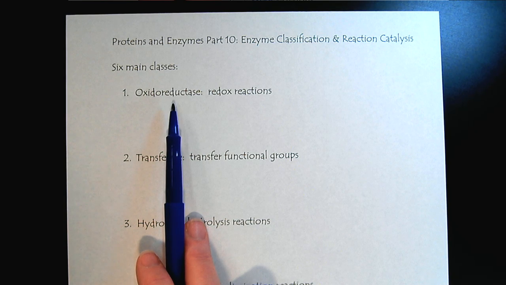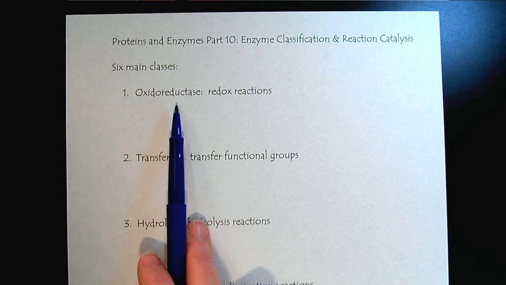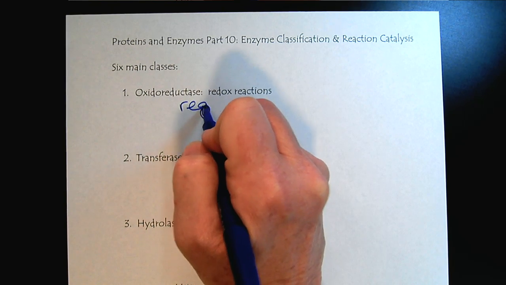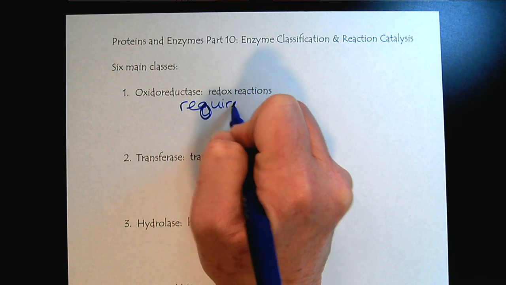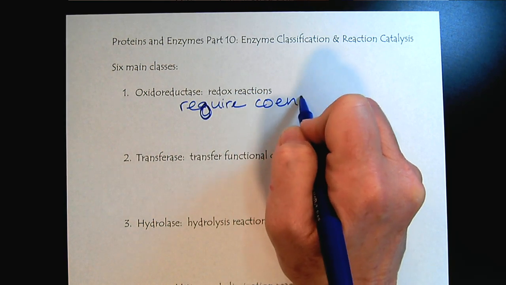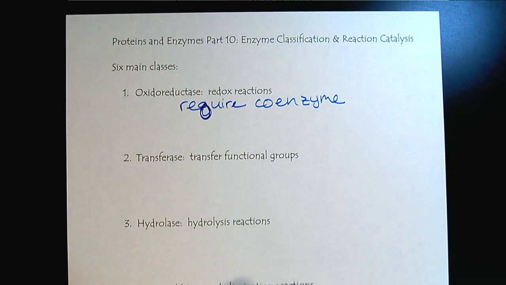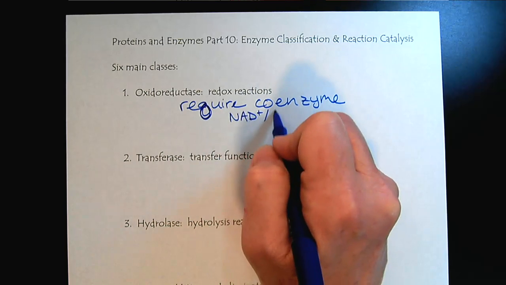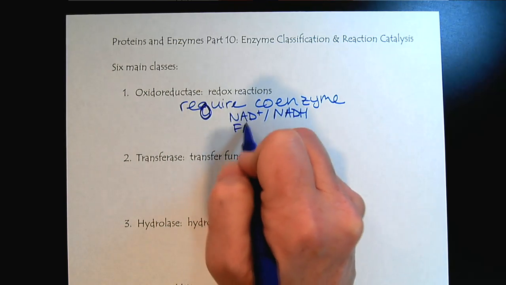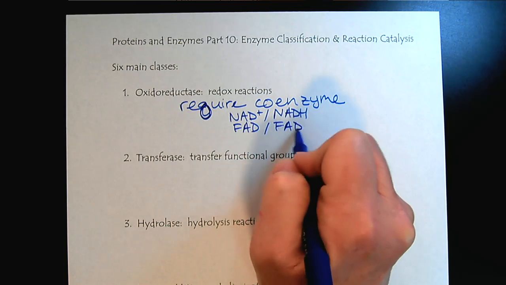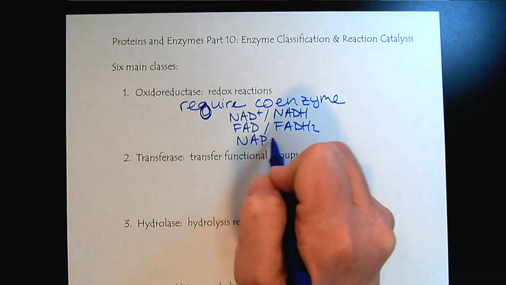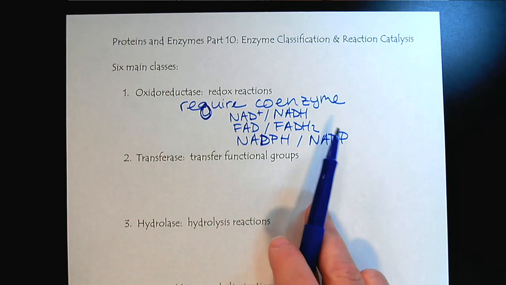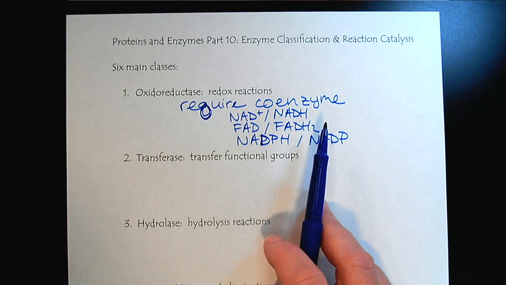The oxidoreductase enzymes will be easy to spot because you'll recognize an oxidation and reduction reaction, and they have a huge flag. Because it's redox, they write that they require a coenzyme. So there's always a very obvious flag for the oxidoreductase enzymes. We'll see NAD+ with NADH, or FAD with FADH2, or NADPH with NADP. So look for those coenzymes. It's a big, huge flag.